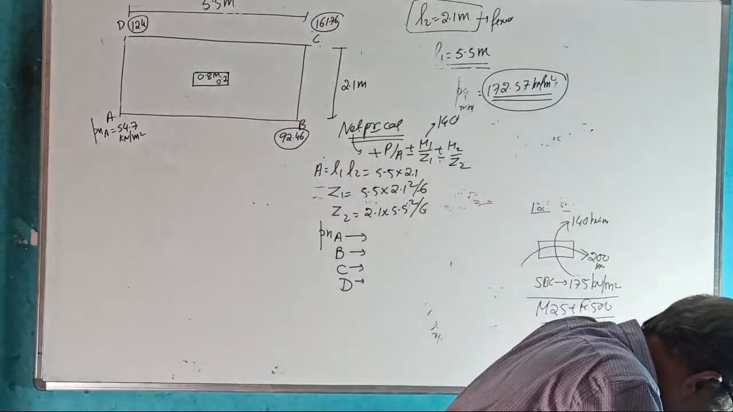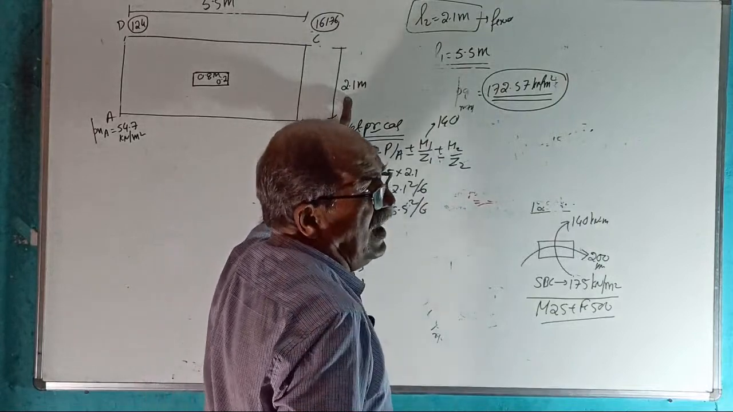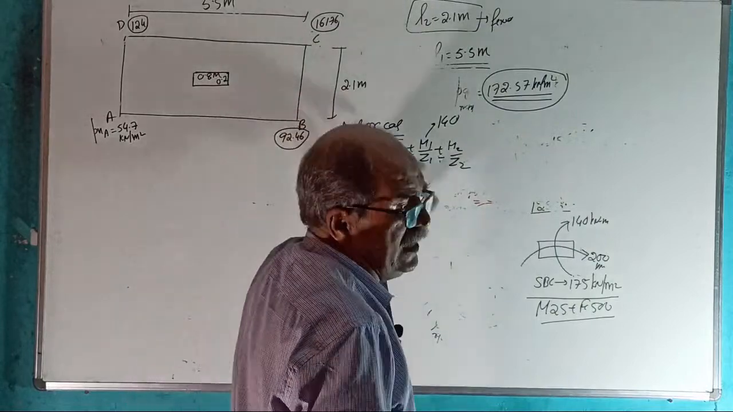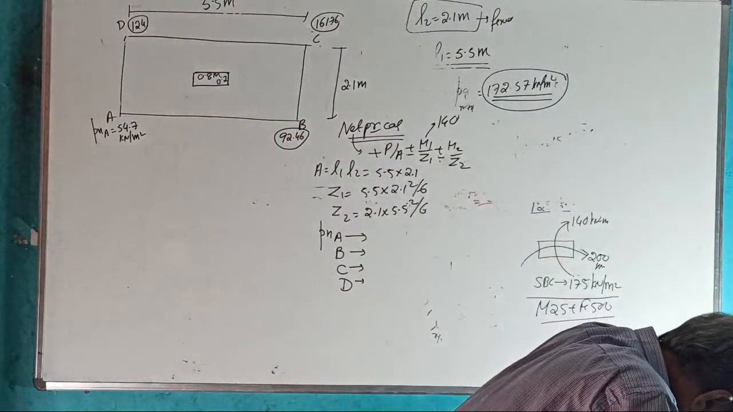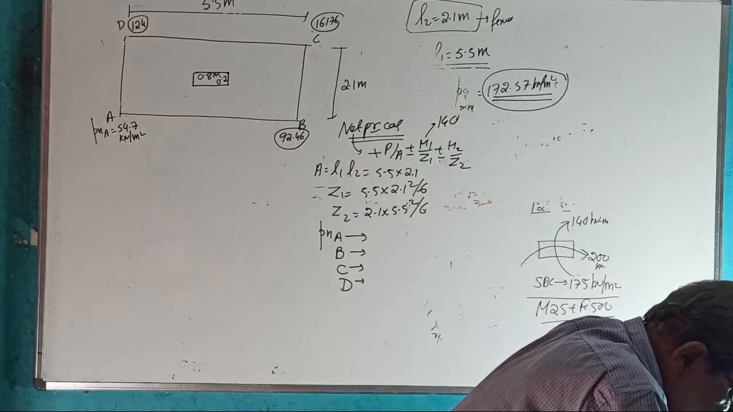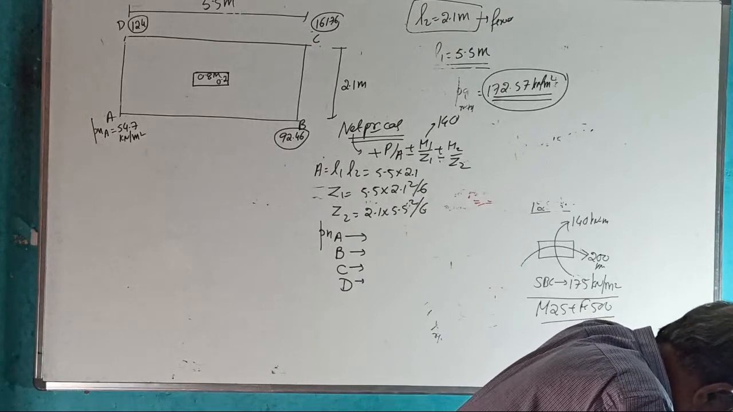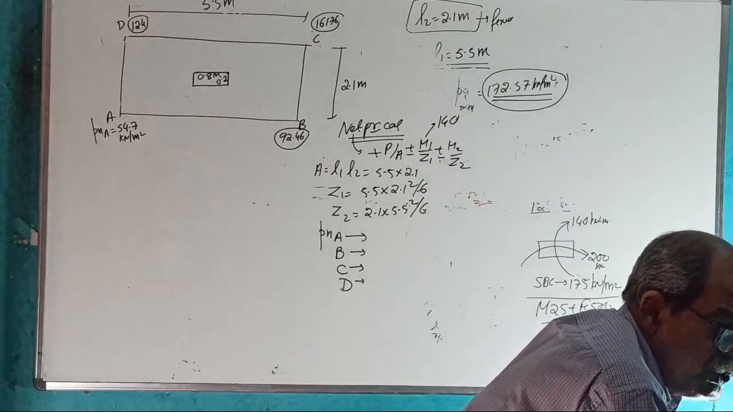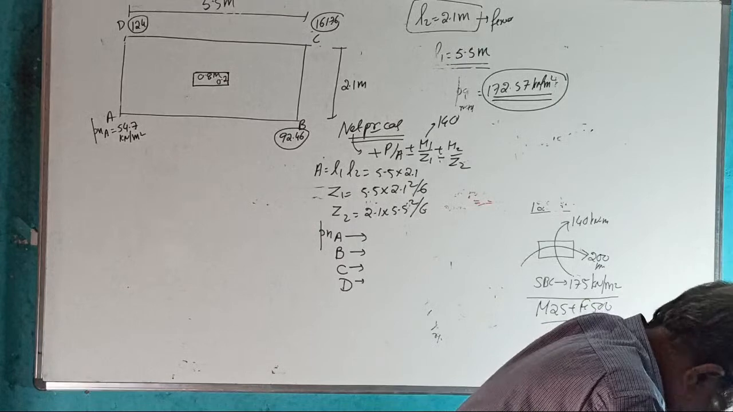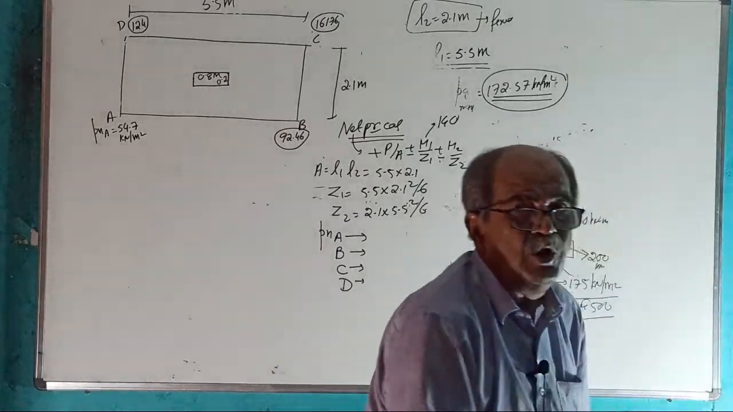Add the 4 values. How much you got? 432. Multiply with 5.5. Multiply with 2.1. Answer. Divide by 4. You should get back the column load. If you get it, you don't bother. Coming? Okay. Therefore, no problem.